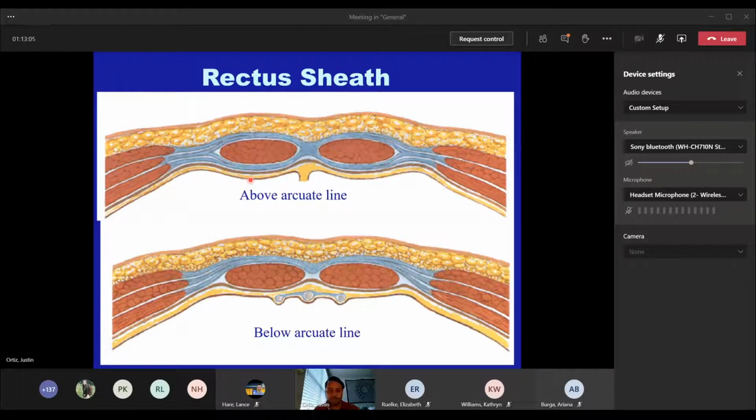Okay, so this is basically the same thing we've been talking about on the previous slides, right? And this is what happens if you're below the arcuate line. You see how thin it is behind the rectus abdominis? There's literally nothing there, right? So there's weakness in the abdominal wall.